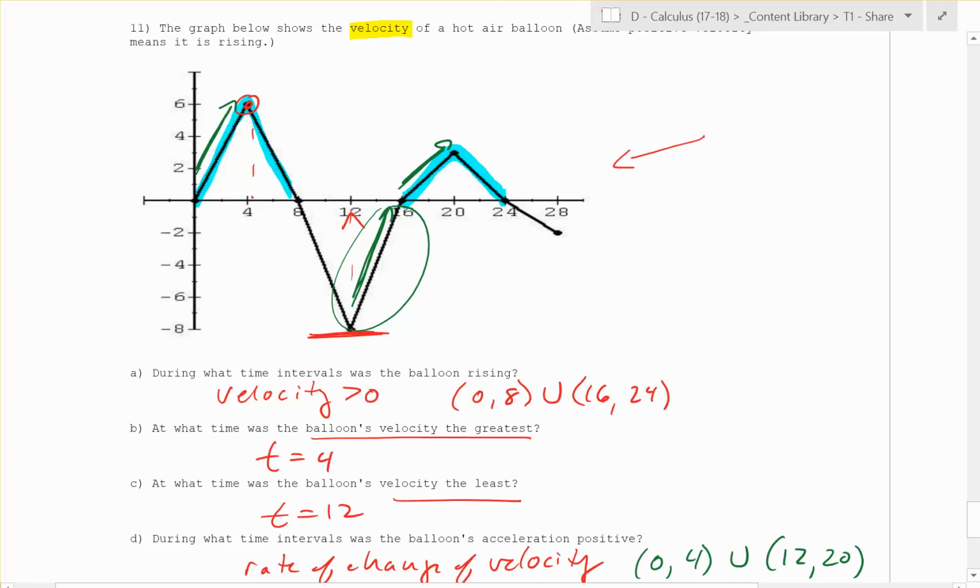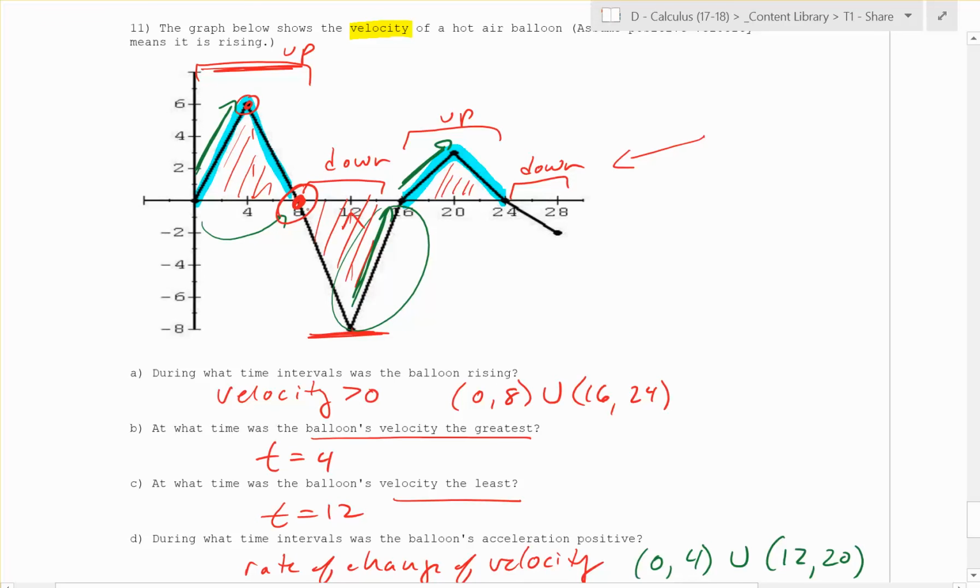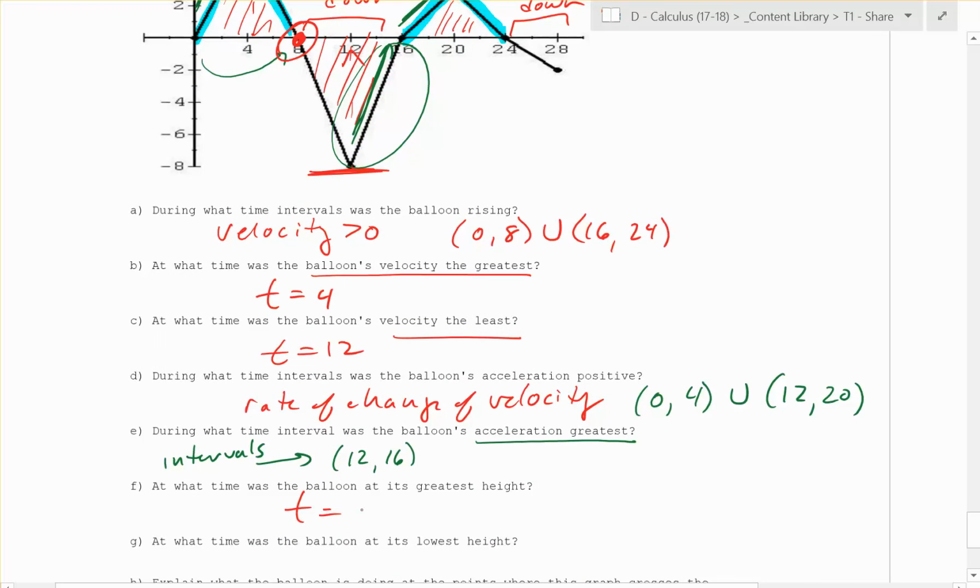At what time was the balloon at its greatest height? That's such a great question. So it's going up from time equals 0 to 8. And then it goes down a bunch, and then it goes up, and then it goes down. So where does it go up the most? Well, it goes up the most here. It goes up from 0 to 8 before it starts turning around. This is a highest point right here. And then it goes down a whole lot. It goes back up here, but not that much. So this is where it's going to be the highest at time equals 8.